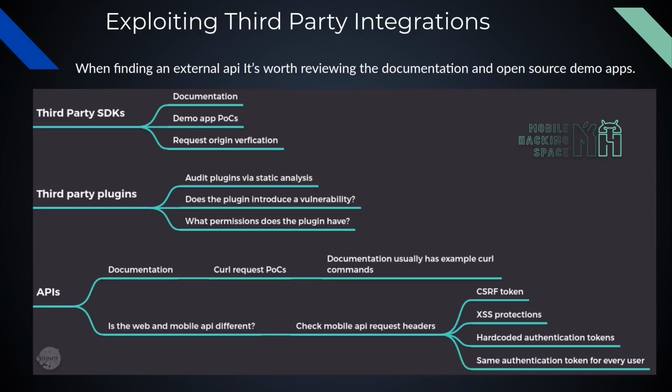Exploiting third-party integrations. When finding an external API, it's worth reviewing documentation and looking for open source demo apps. Looking at this XMind map, I've noted a couple different components to look for. Third-party SDKs: it's definitely worth reviewing documentation, looking to see if there's a demo app for the SDK, because you can turn that demo app into a proof of concept, especially if the SDK doesn't verify request origin. You can quickly swap out the API keys and disclose information that way.